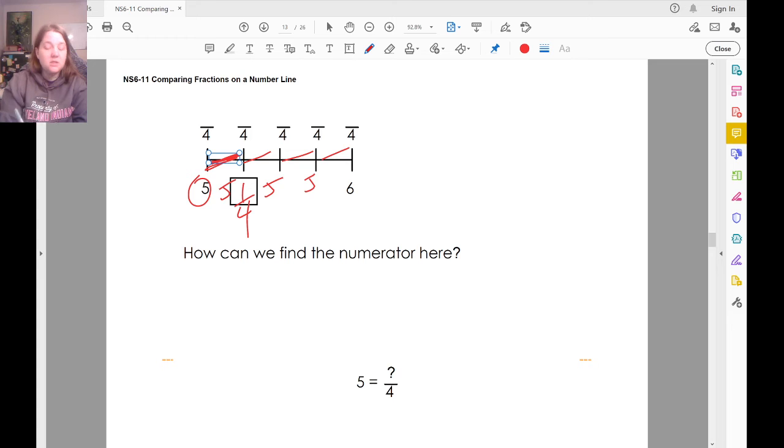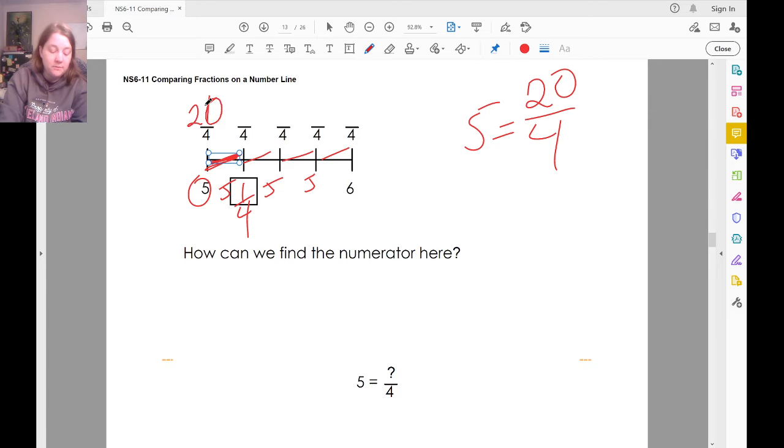Up here, to figure out what's up here, if we start at 5 and things are cut into fourths, if we're at the whole number 5 and things are cut into fourths, that's going to be 5 times 4, which is 20. So this will start at 20, excuse me, I'm getting ahead of myself. 20, 21, 22, 23, 24.